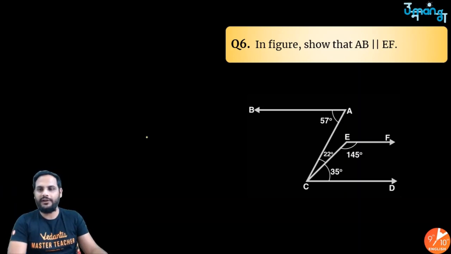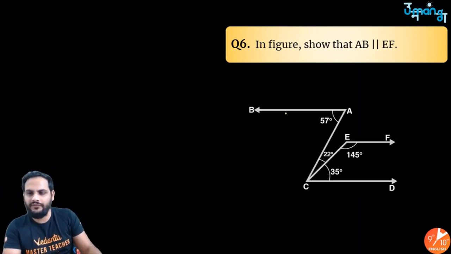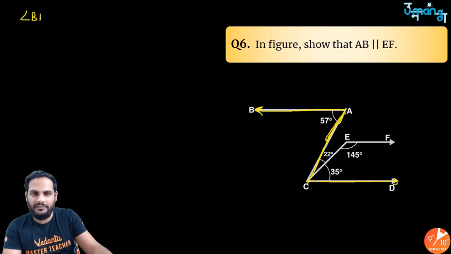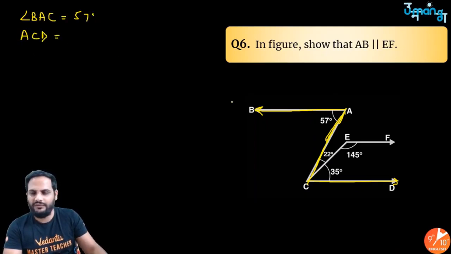So see, son, first thing, if I look at this line AB and this line CD, and if I take this AC as a transversal, then I can say, sir, angle BAC is 57 degrees, and angle ACD will be how much, son? Angle ACD will be equal to 22 plus 35, which is also 57 degrees.